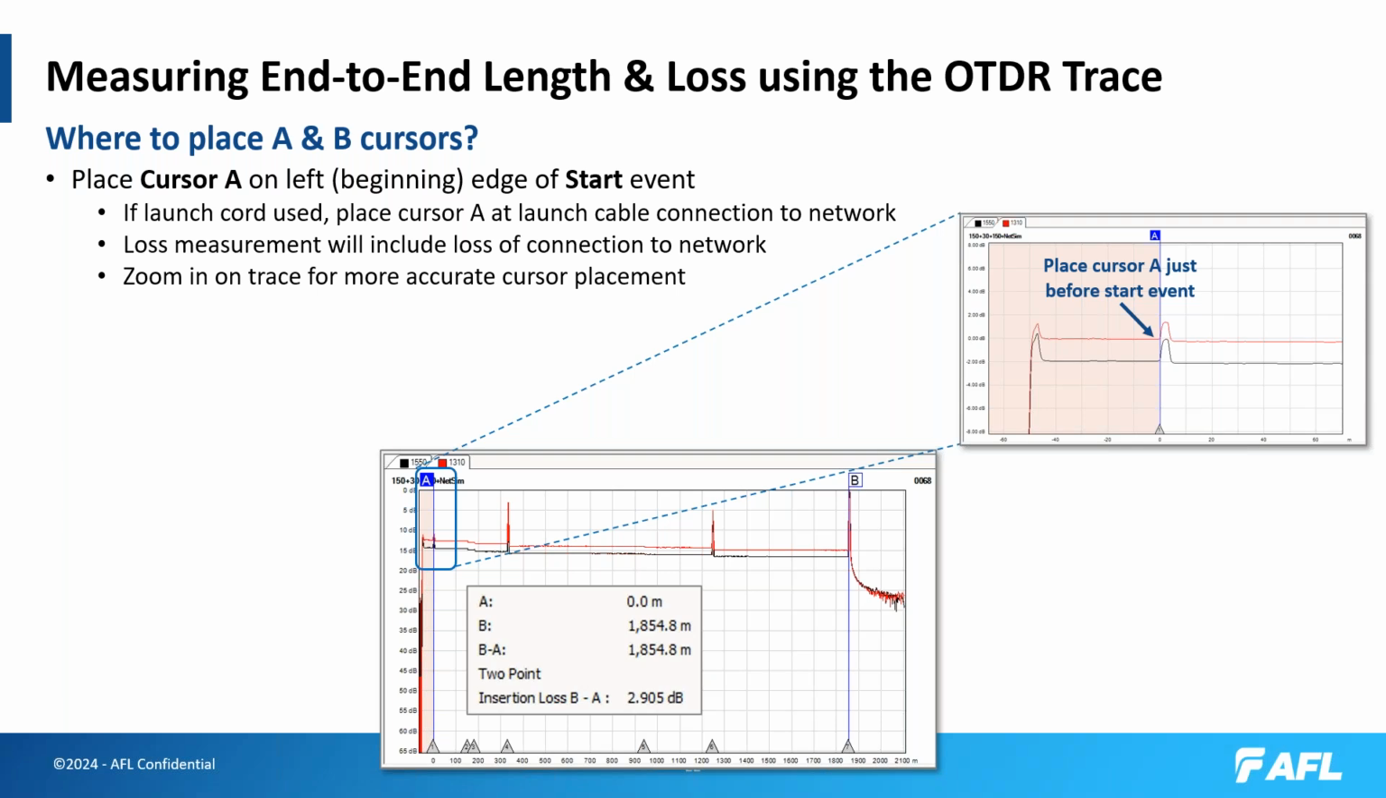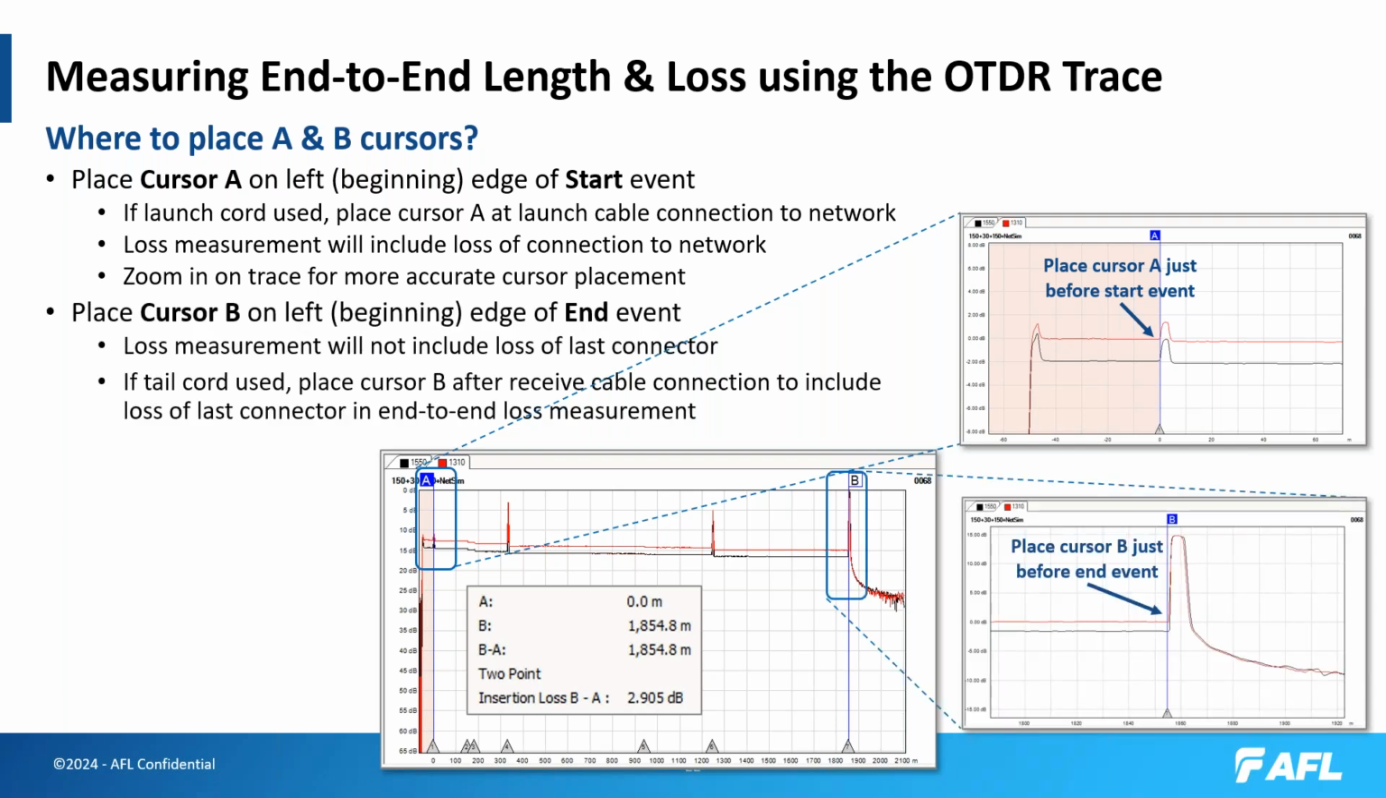If you have a launch cord, then you would want to place the A cursor at the launch cable connection to the network under test. You place it just before the reflective spike from that connection, so you're measuring the backscatter level just before that connection. That means that your insertion loss measurement will include the loss of that first connector.